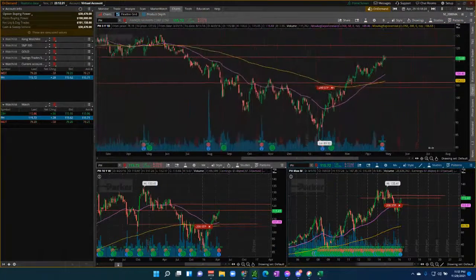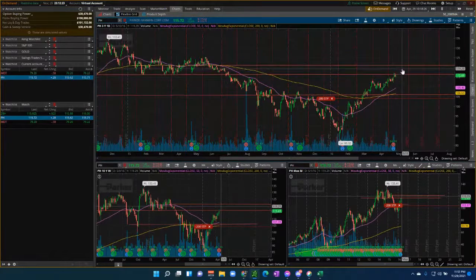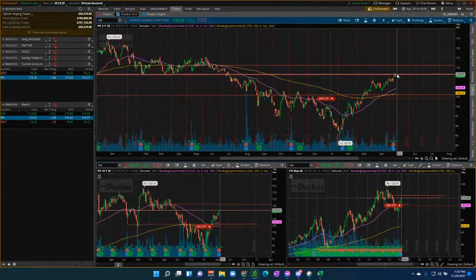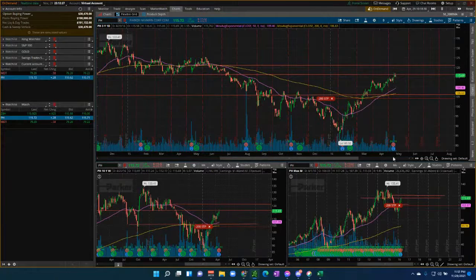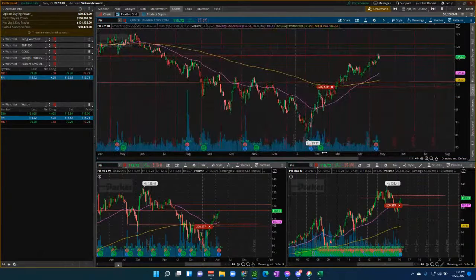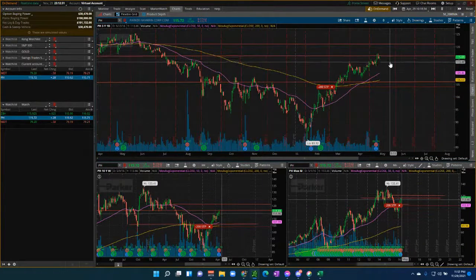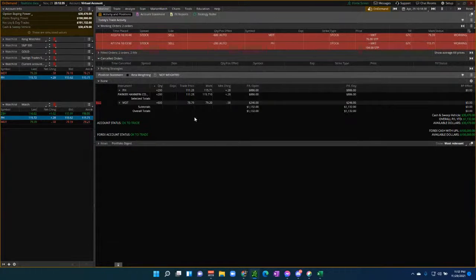So on the daily, you can see this is where it is. We're right at the bottom of it. You can see there's a little bit of resistance. And when you see that little bit of resistance, maybe it could be a good time to start looking for a hedge, right? So we're up about $800, right? We got in at 111, right?